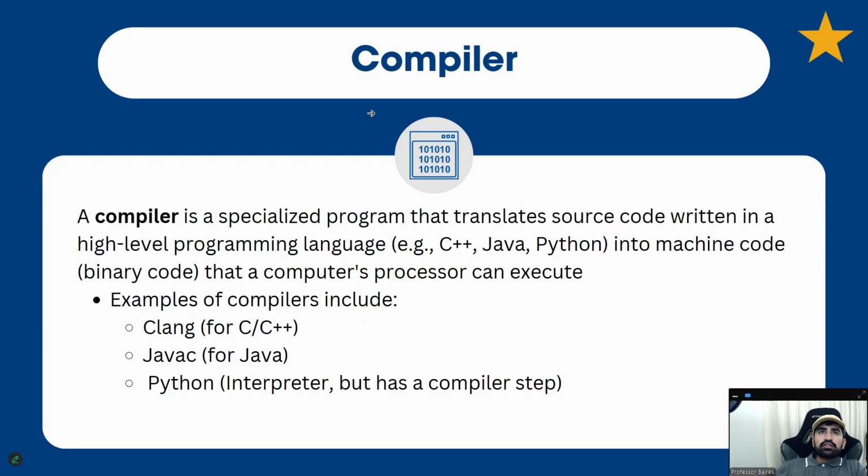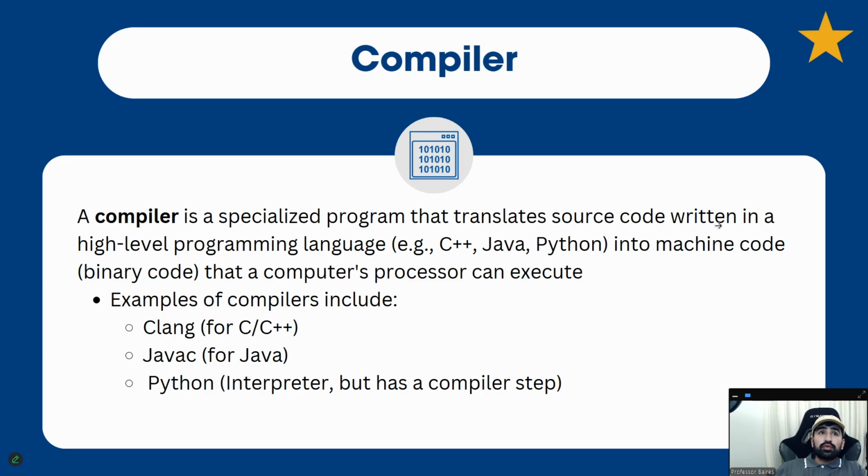So finally, we've made it to compilers. We've made a few references to them. Let's actually define what a compiler is. A compiler is a piece of software. It's a specialized program that translates source code. That's what we're going to be writing in this class.